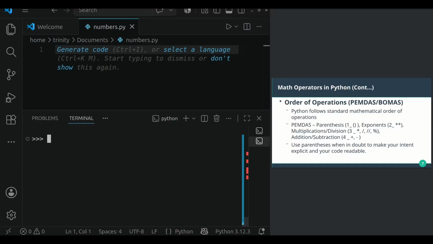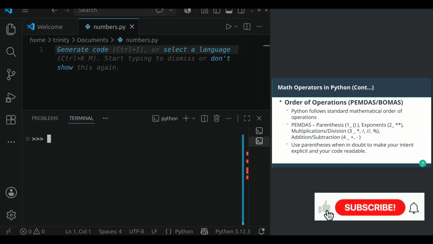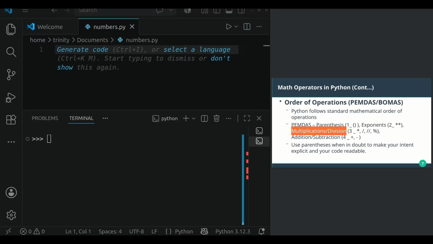The first one we have is PEMDAS. P stands for parentheses, E stands for exponents, the M and D stand for multiplication and division, while the A and S stand for addition and subtraction. You can use parentheses when we are in doubt, and maybe when we want to make our intent explicit and our code readable. PEMDAS is a standard which Python also follows.